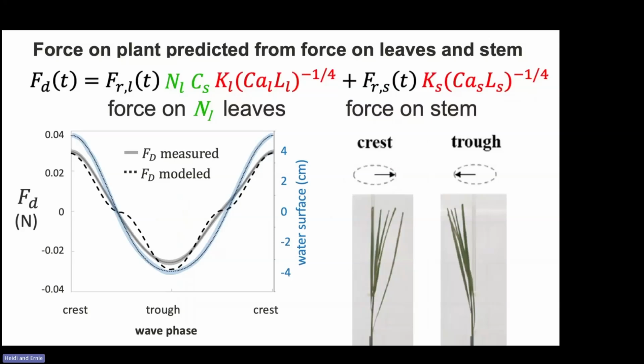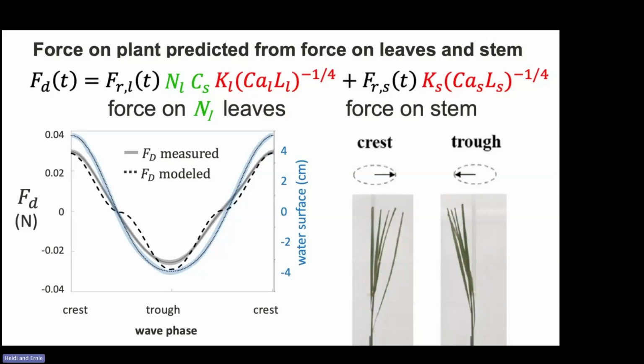Experiments confirmed our prediction of force on individual plants. Live plants, here Spartina alterniflora, were mounted on a force transducer and exposed to waves. The image shows that both the stem and the leaves move under the waves, but the leaves move more because they are less rigid. The graph plots the force and the wave surface position versus wave phase. The blue line traces the water surface, that's the right-hand axis, and the left-hand axis and black lines show the measured and modeled forces, which have very good agreement.